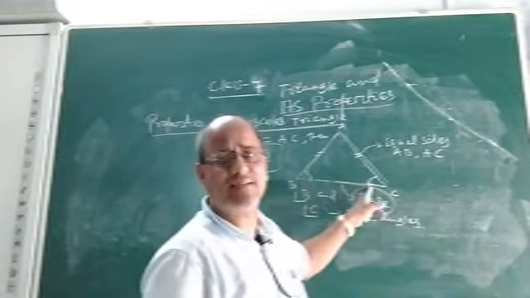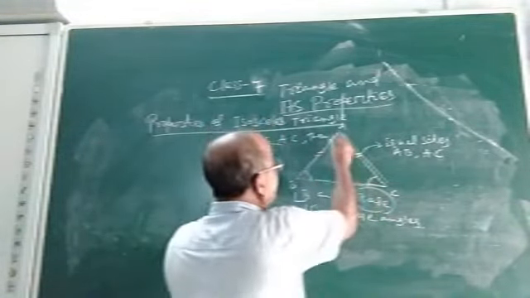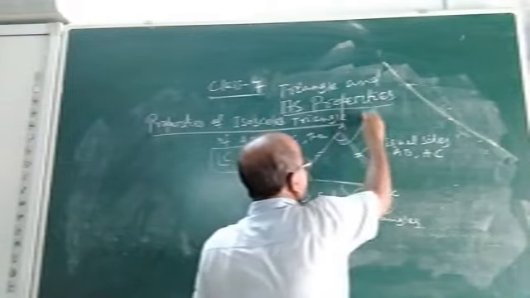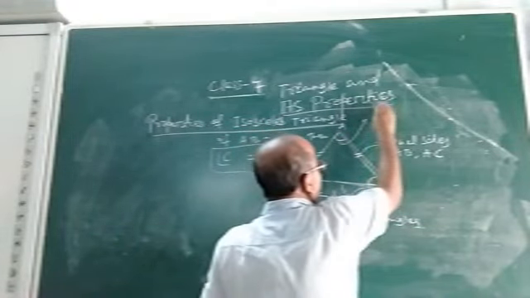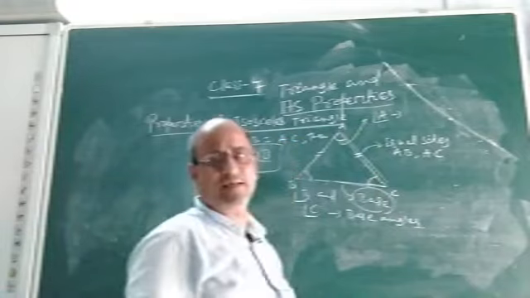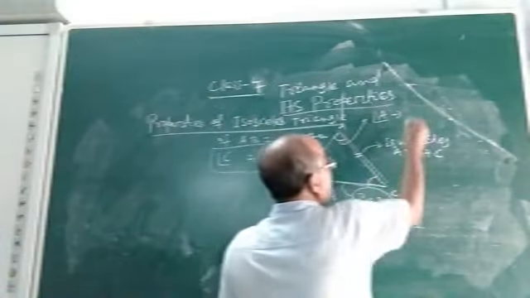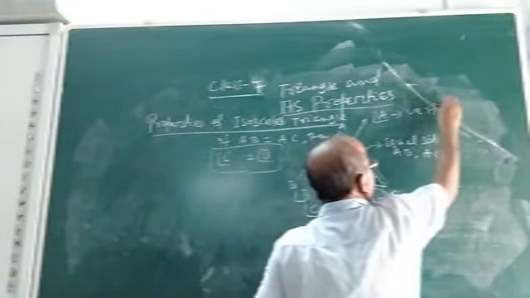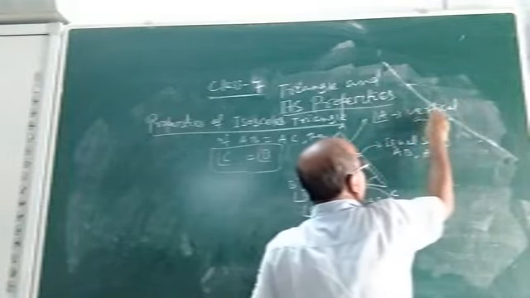Then if angle B and C are base angles, then what about this angle, angle A? Look at it. What will we call angle A? Angle A is called the vertical angle, or vertex angle, whatever you say.